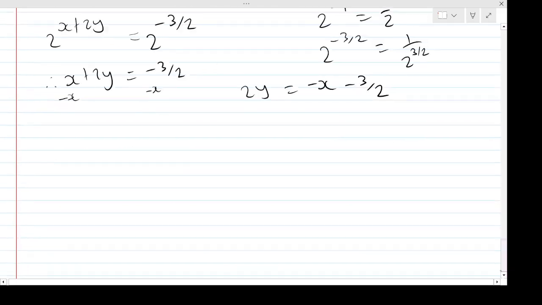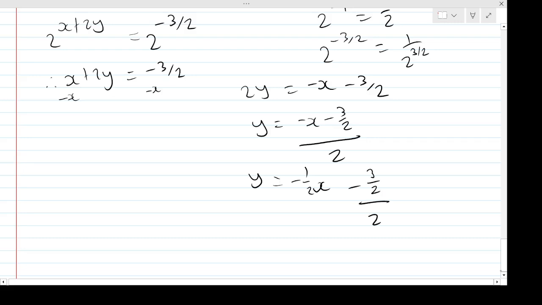And then, well, that's 2y, but we want y. So simply we're just going to divide by 2. So it's going to be a half, or you could say, I guess, minus x minus 3 over 2, all over 2. And then we could split this fraction up into two parts. So again, the minus x first, so it's going to be minus x over 2, or that's just simply minus a half x, okay? And then we're going to have minus 3 over 2 over 2.